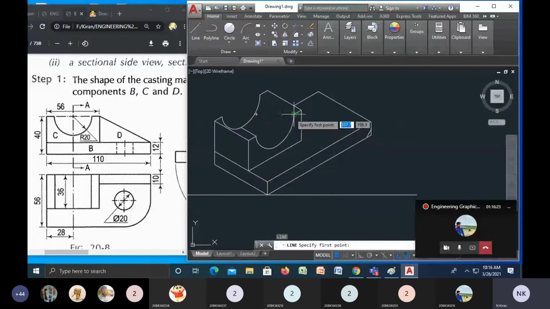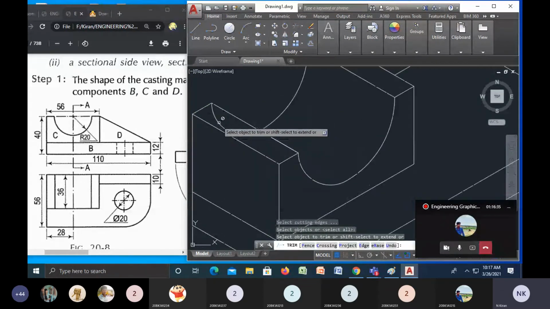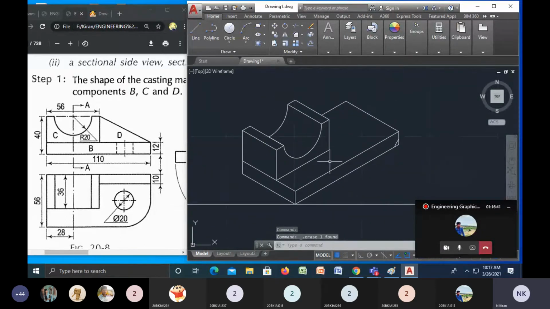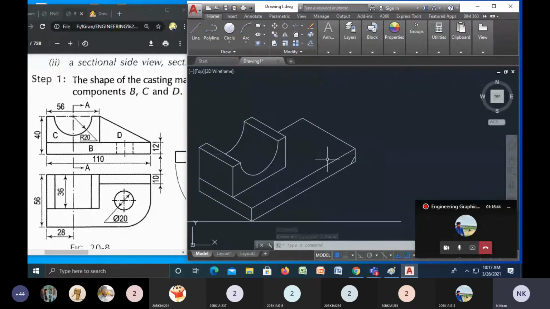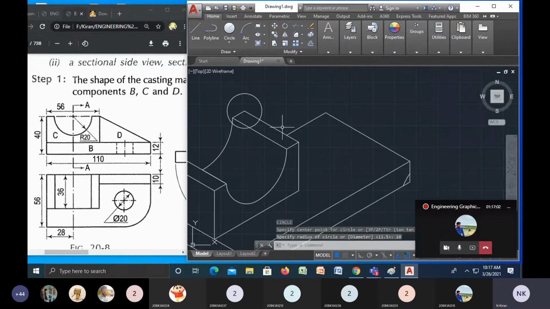L enter. From this point also, I'll join up to here. Again, L enter. From this point, I'll join up to here. Now, TR double enter. So it's not going. So you can select and you can delete. Right. Up to here, clear? Okay. Right. Now, C enter. From this point, I will take 10 mm radius. Enter. Just for a point. From here this is your PO enter. This is your point. Okay.